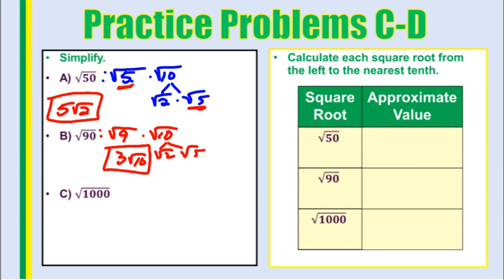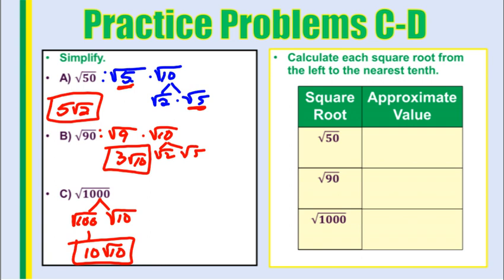And the square root of 1,000, I have 3 zeros here, so that's not an even split. So I can make this the square root of 100 times the square root of 10, because there's my 3 zeros. Square root of 100 is 10, and all I have left is the square root of 10.